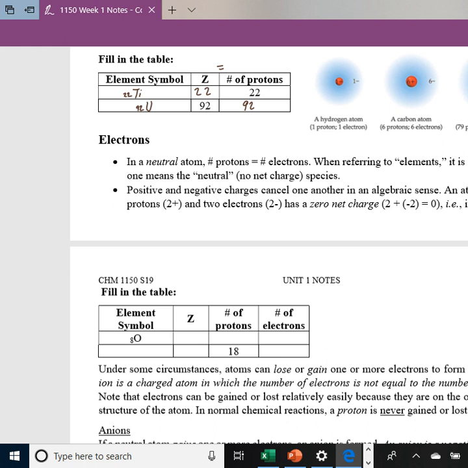Positive and negative charges cancel one another out in an algebraic sense. So an atom with 2 protons, each +1, for a total of +2, and 2 electrons for a total of -2 has a net zero charge. So +2 + -2 is equal to 0. Whenever you're doing this kind of math between protons and electrons, it should be very simple and just whole numbers. We're almost never going to be working with any kind of a fraction. And in the case where the net charge is 0, we say it's neutral.